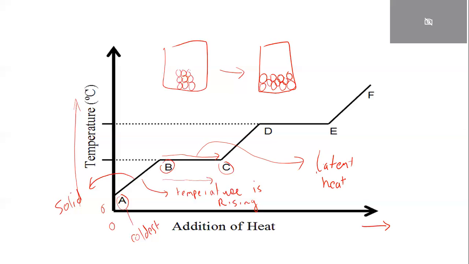We then see the graph begins to increase in temperature again. So between C and D, the graph increases in temperature again, just like it did there. The difference is that during this phase, we're now a liquid. We're a liquid increasing in temperature.